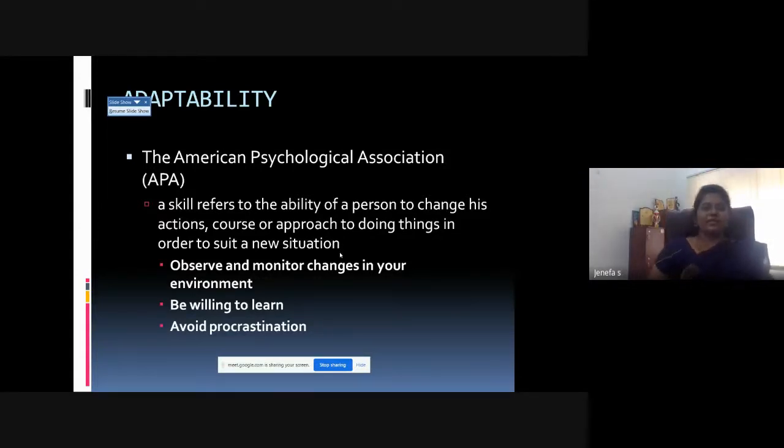So the first thing for us to adapt is, first we have to observe the changes. We have to keep our eyes also open. What are the new things that are happening in the teaching learning process? What new developments have come? What is the changed attitude of the students? What are the new demands in teaching? So all these things we need to observe, and then we have to adapt ourselves to the new situation.